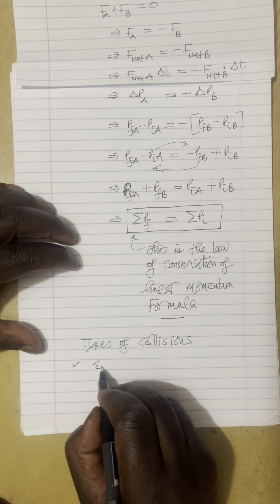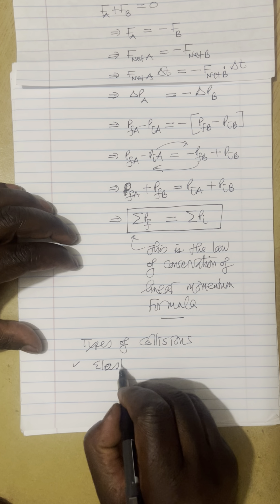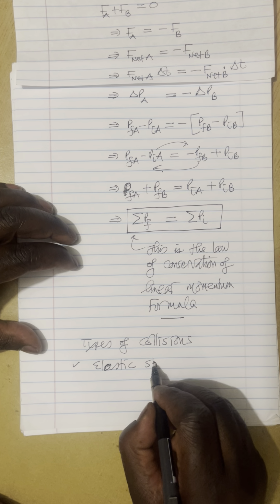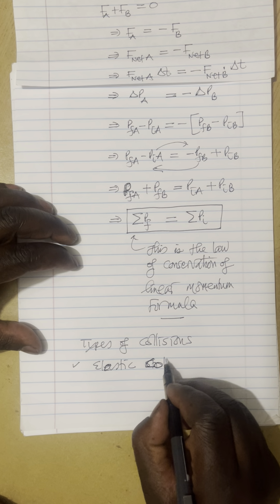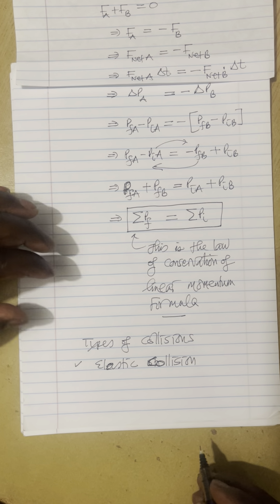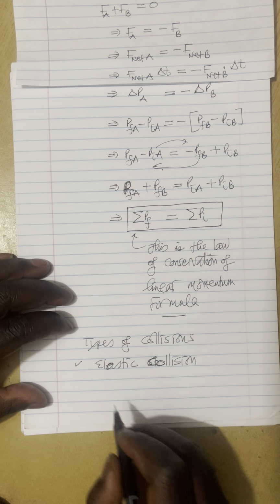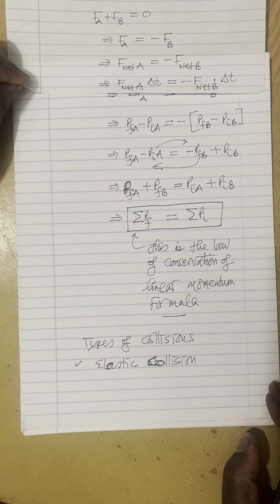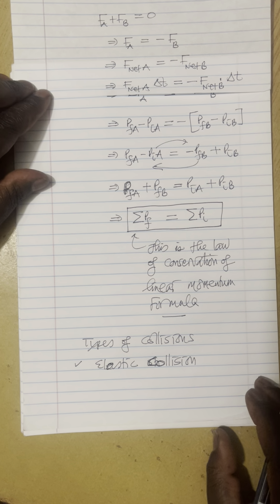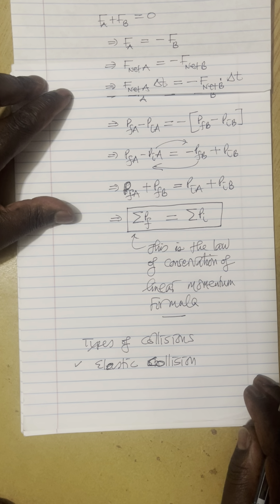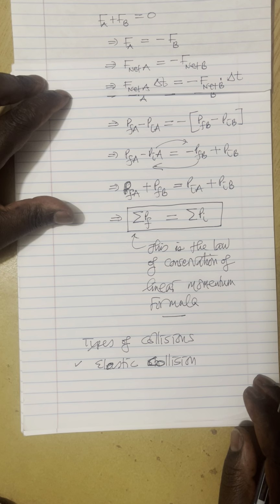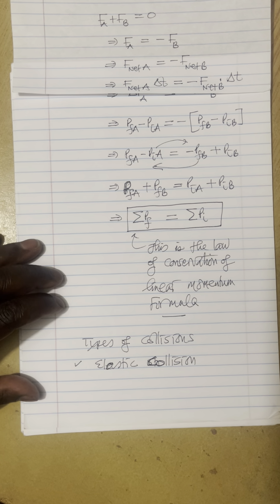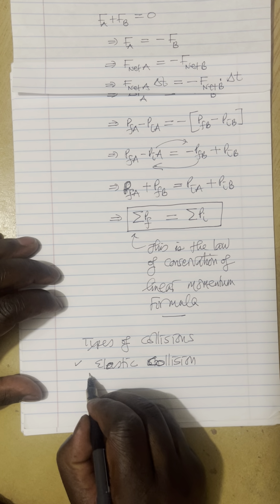Number one, elastic collision. How do we define an elastic collision? It's a type of collision in which both total linear momentum and total kinetic energy are conserved. So the defining condition is that total kinetic energy is conserved.